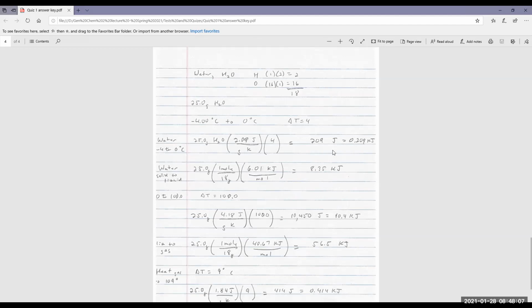So now I've calculated all my individual steps in the process. So what I would do is I would simply make sure all those are in kilojoules, because that's what I want my answer in. And I would add those up, and I get a value of 75.9 kilojoules.